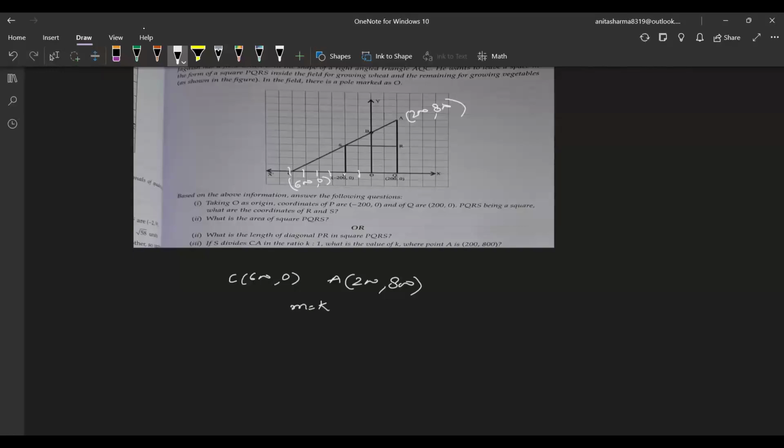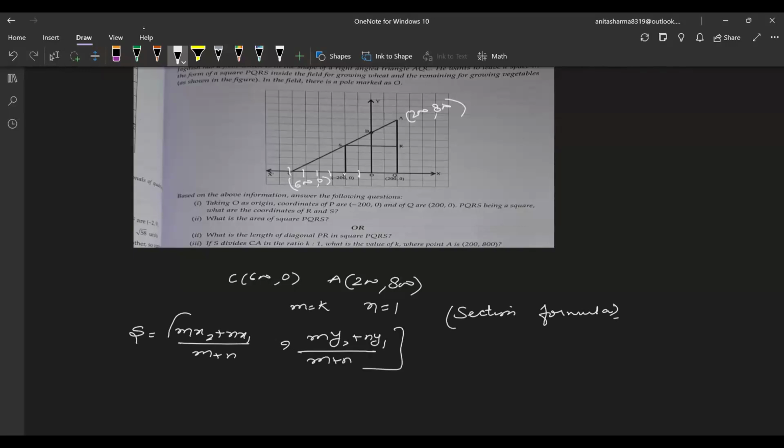Now, the value of M is given, K. The value of N is given, 1. Now, what is the section formula, Sumukh? Sumukh, section formula. Now, MX2 plus NX1 by M plus N. I got confused with the formulas. Distance formula and section formula, better learn all the formulas, okay? Distance formula and section formula got confused.